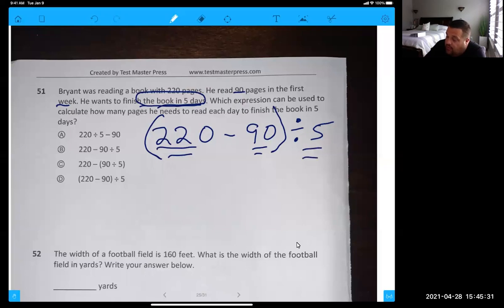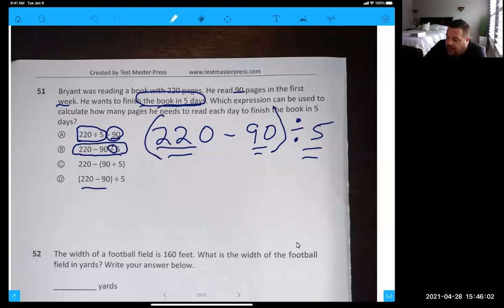Now, if you don't put it in parentheses, you've got to do order of operations, which means you would divide first. And that wouldn't get you the answer. If you left it like this, no, that one's not even good. See this, you're taking the whole amount of pages we started with and dividing it by 5 days and then minus the pages. You can't do that, right? Because you've got to divide the 5 days into the pages left. This one, they don't put the parentheses in here. So to do this one, you would have to do this first, and that's going to mess you up.